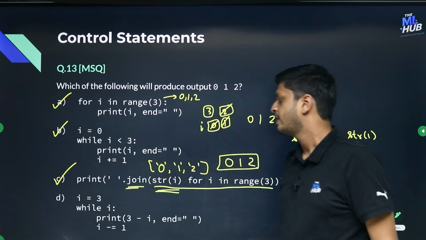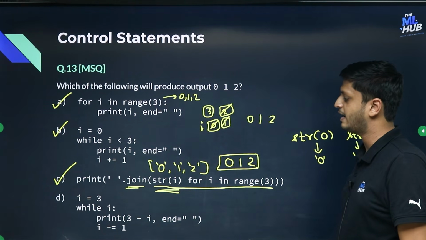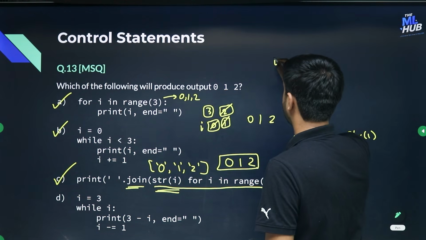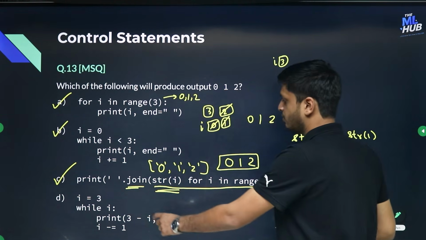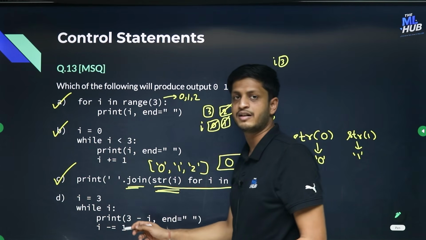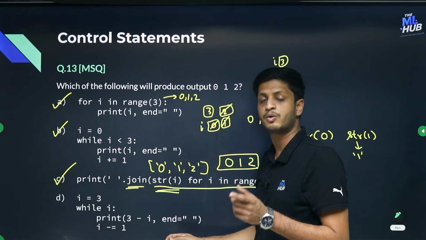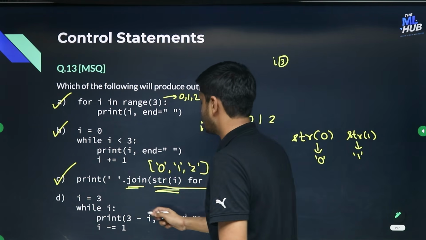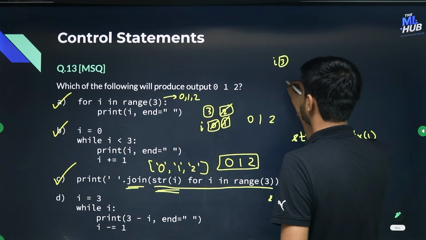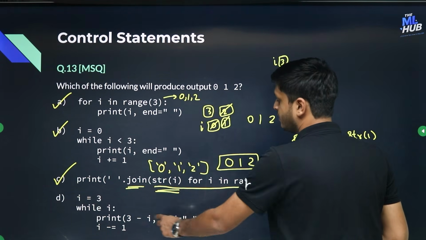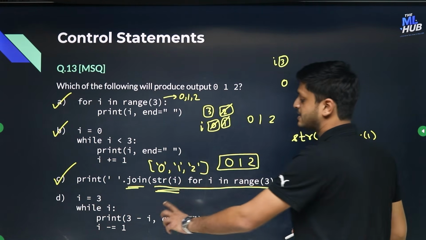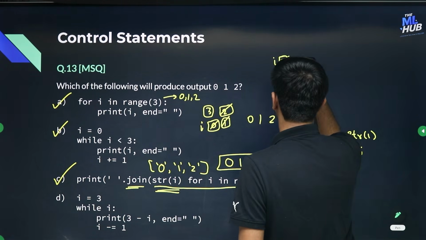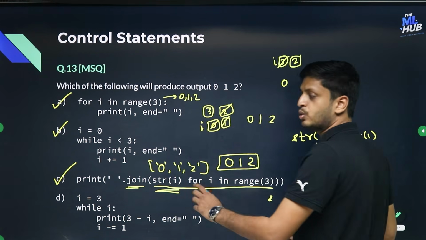And option D is i = 3, while i: print(3 - i, end=' '), with i -= 1. So here i is 3 initially. Now while i means while 3, which is considered true. Only 0 is considered false. You will print 3 minus i, which is 3 minus 3 is 0, and then a space will be added. Then i -= 1 means i will be decremented by 1, i = i - 1. So i will become 2 now. Now while 2 is also true.